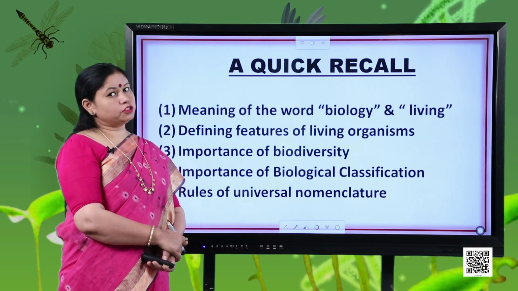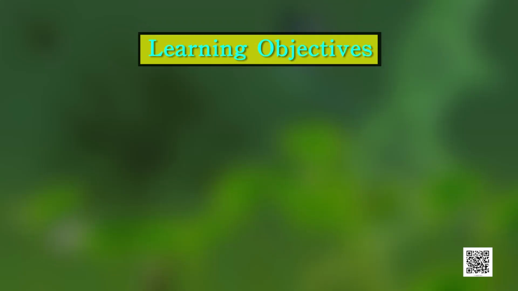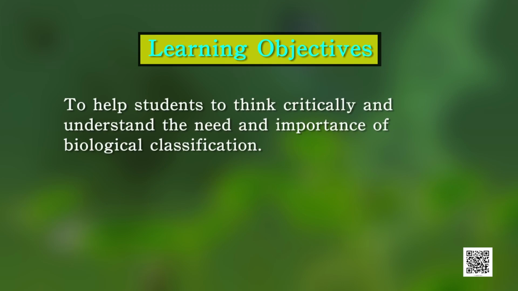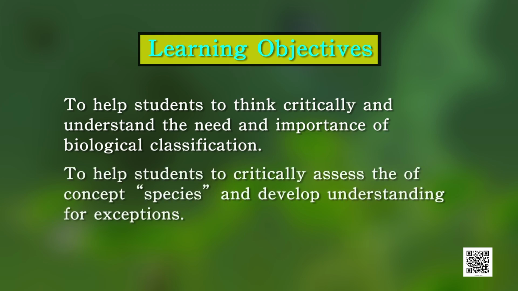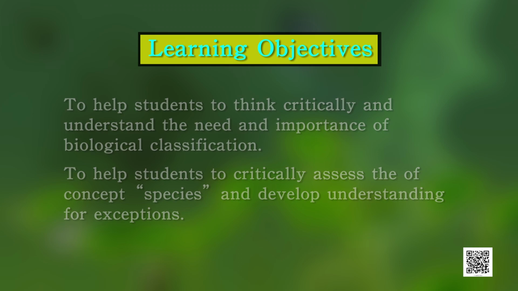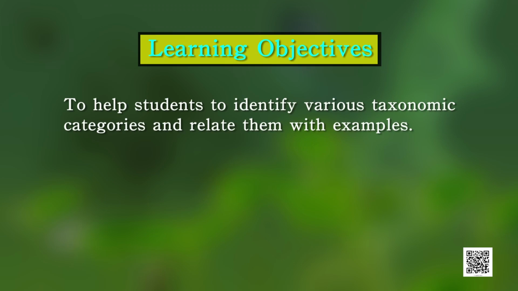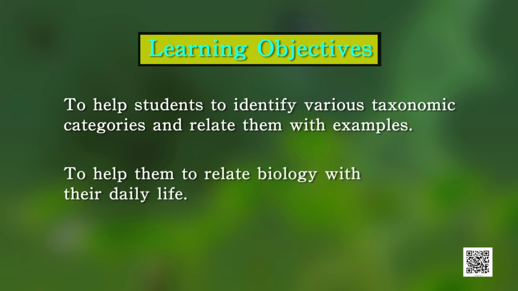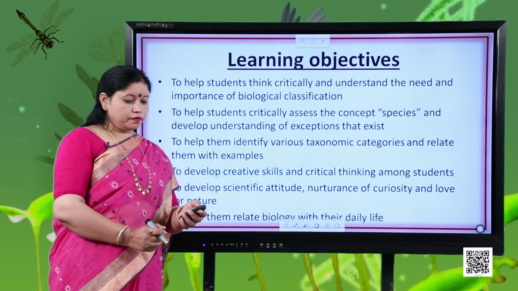Let us begin with today's topic. Today's learning objectives are that you will think critically and understand the need and importance of biological classification. You will critically assess the concept of species and develop understanding towards various exceptions. You will identify various taxonomic categories and relate them with examples. You will also be able to relate your subject with your daily life. Let us begin with the topic.